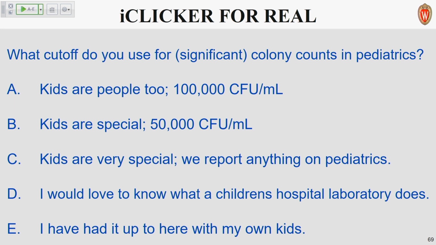What cutoff do you use for colony counts in pediatrics? So if you're working up a pediatric culture, 100,000 CFUs per mL as your cutoff, a lower of 50,000, we report anything. I want to know what a specialist does. I've had it up to here with my own kids. I don't want to deal with other people's.